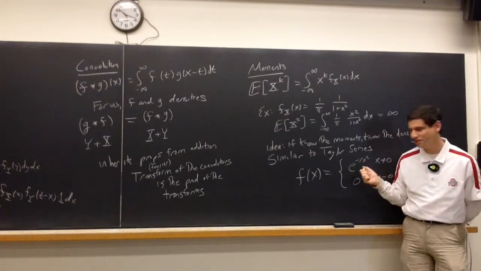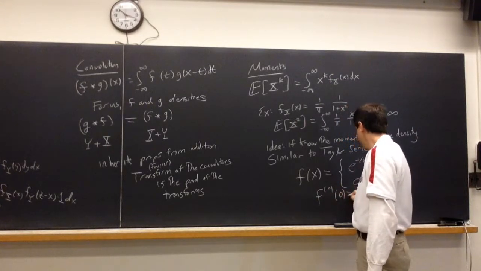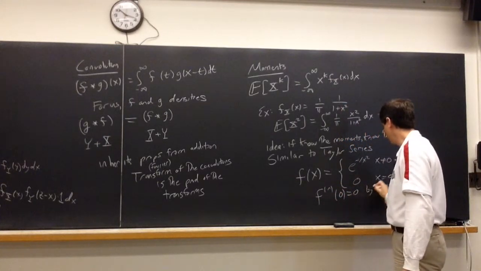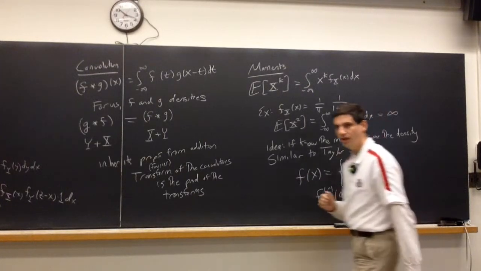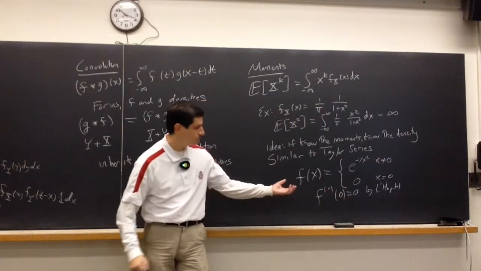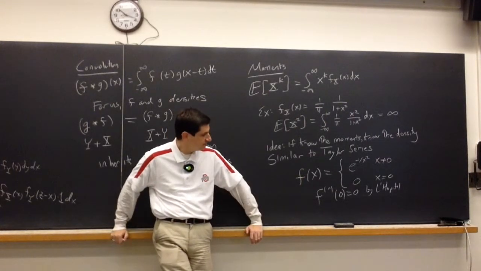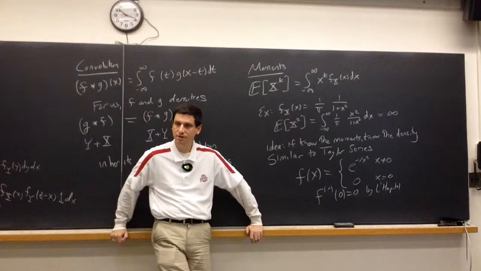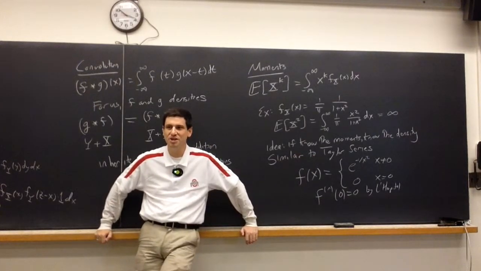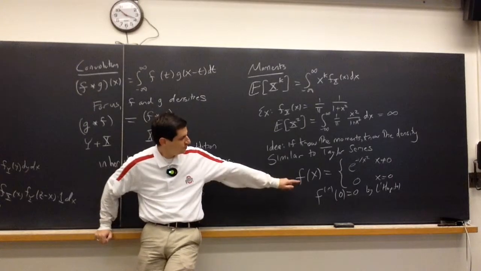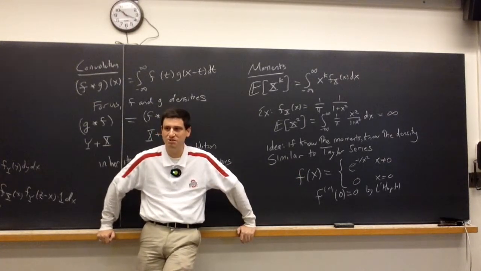all of its derivatives exist, and the nth derivative of this function at 0 equals 0 by L'Hopital. And this tells you why real analysis is so hard. Here is a function that's infinitely differentiable, and if you were to write the Taylor series, since all the derivatives are 0 at 0, the Taylor series would be identically 0. The only place where the Taylor series agrees with the original function is at x equals 0.